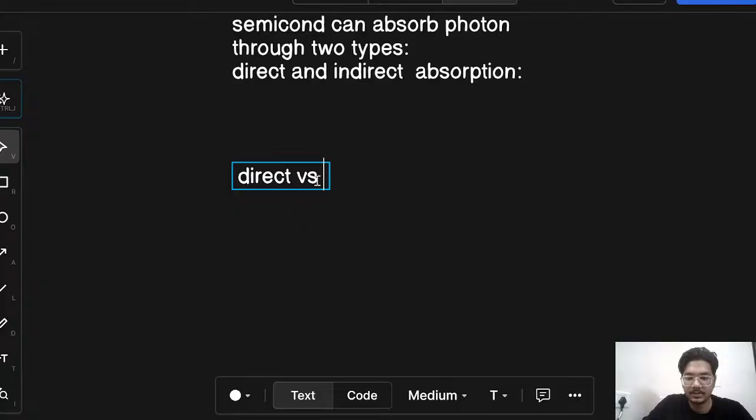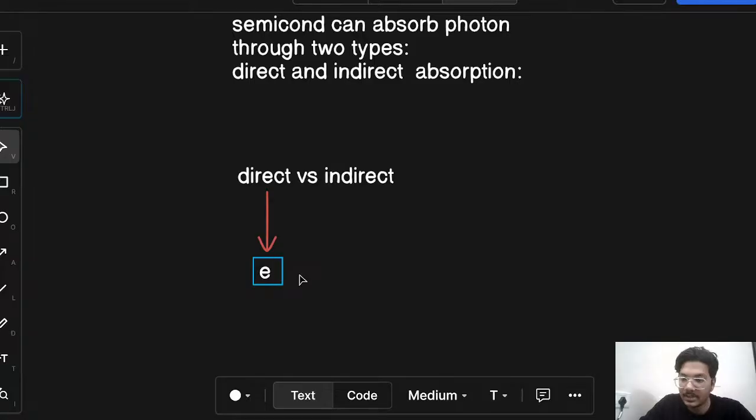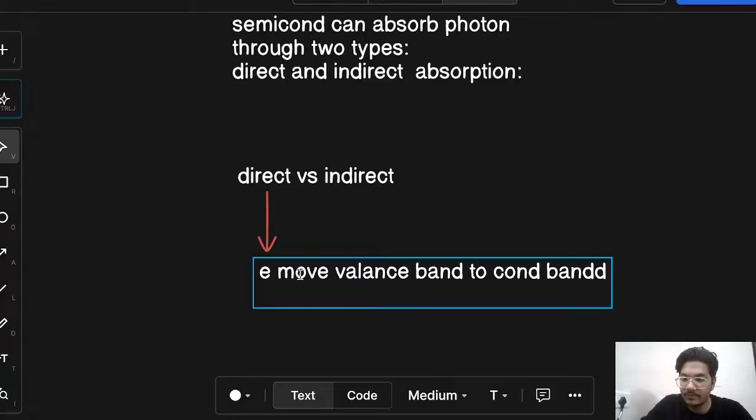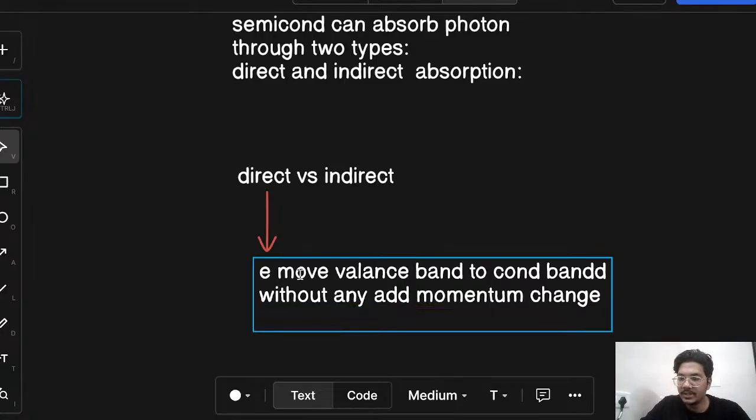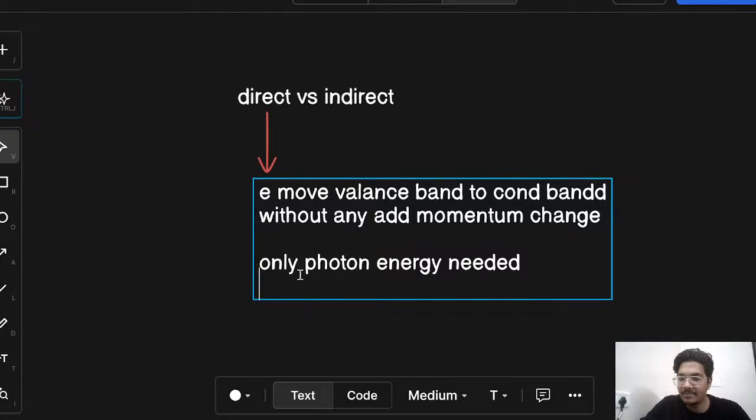Direct versus indirect. Direct absorption means that an electron moves from the valence band to the conduction band without any additional momentum change. Only photon energy is needed.